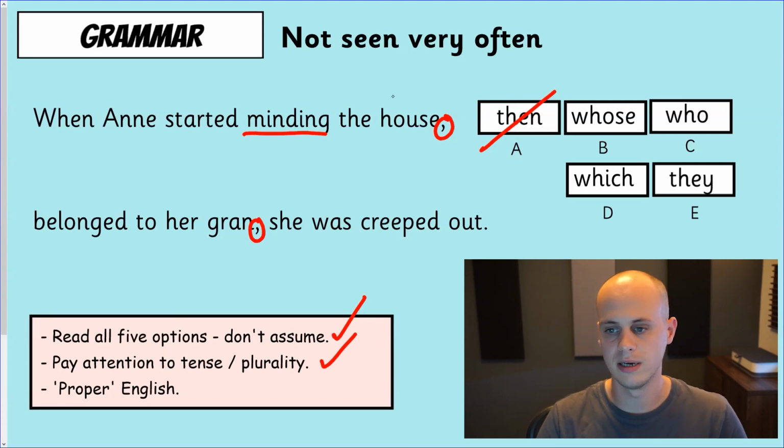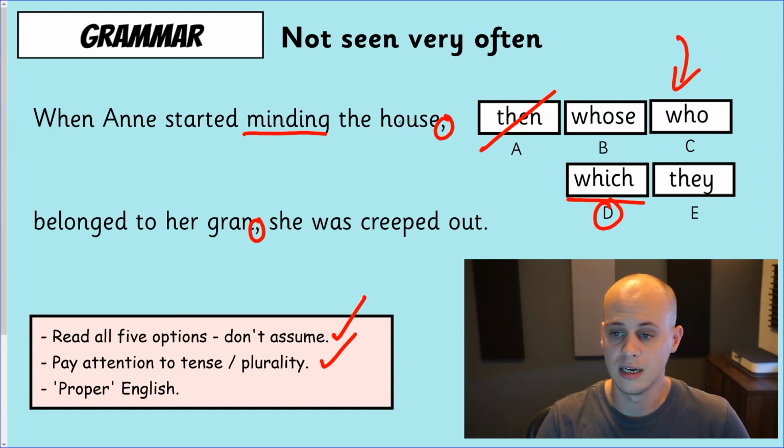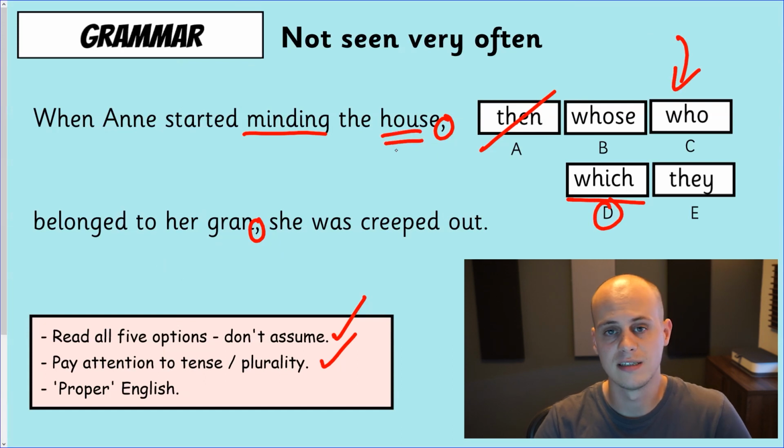When Anne started minding the house, which belonged to her gran, she was creeped out. It is a relative clause, and there's my relative pronoun that makes sense. Who would make sense if we were talking about a person, but we're talking about a house here, so we wouldn't say who for a house, we'd say which or that.